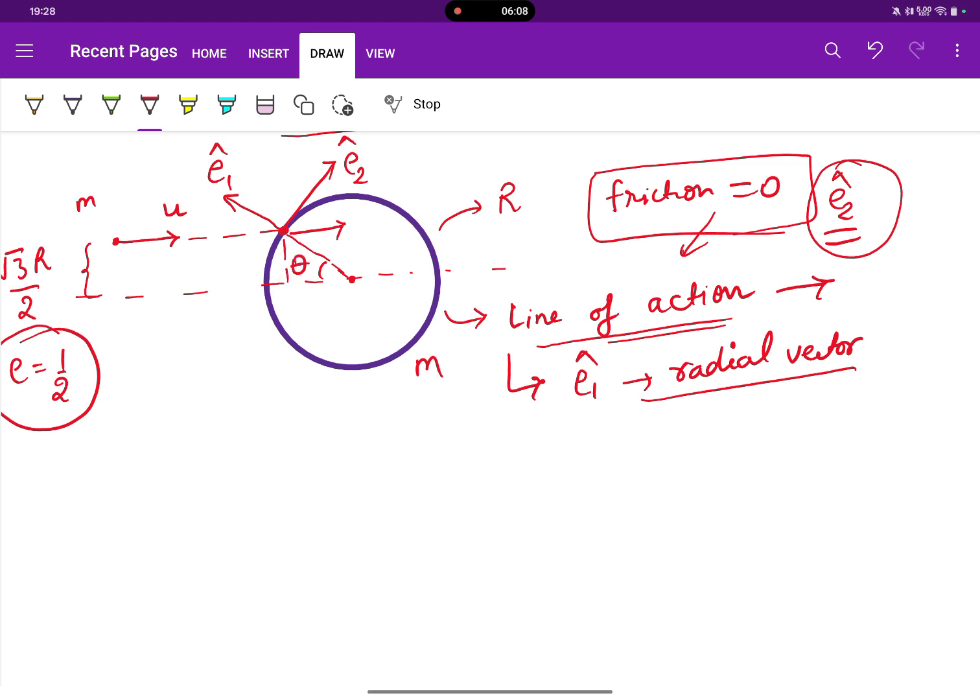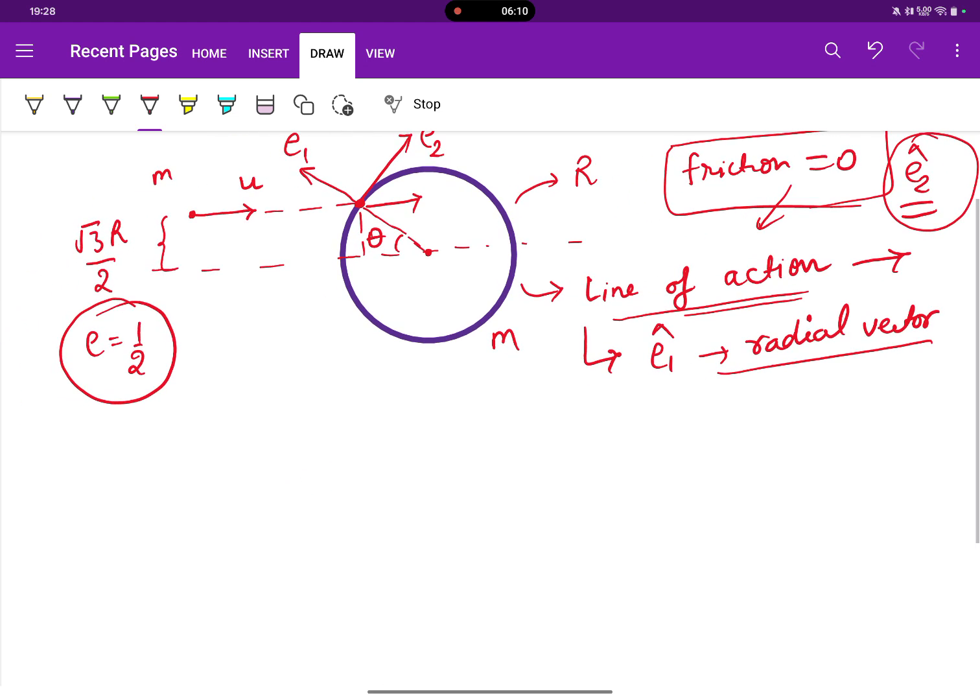Like I said, it's all math now. So this is sine theta. If you take sine theta, it is root 3 r by 2 upon r, if you are considering this triangle. So theta is going to be 60 degrees. If this is theta, this is also theta.